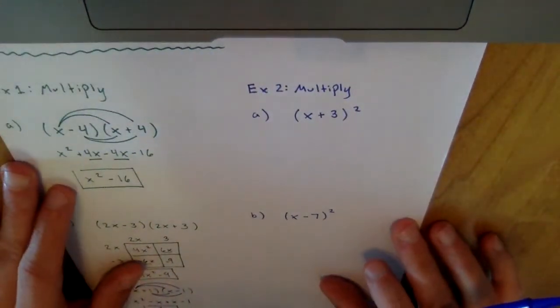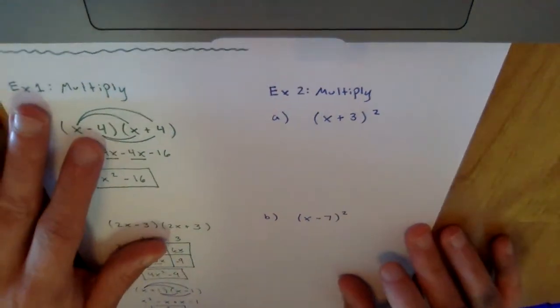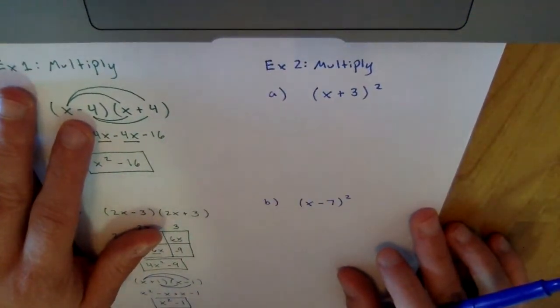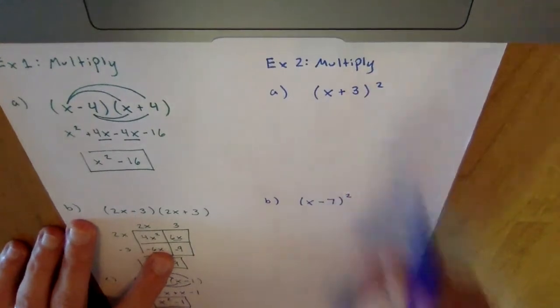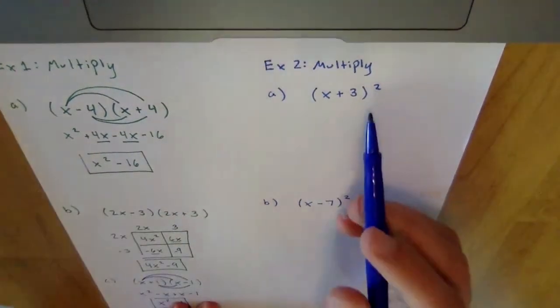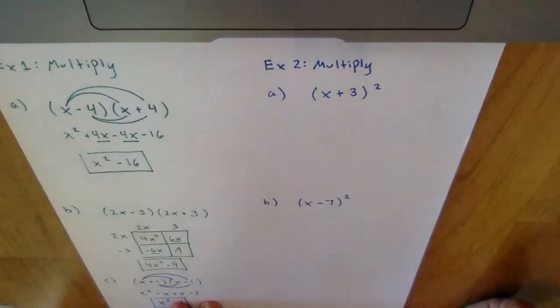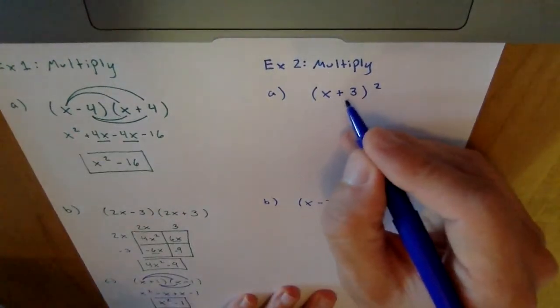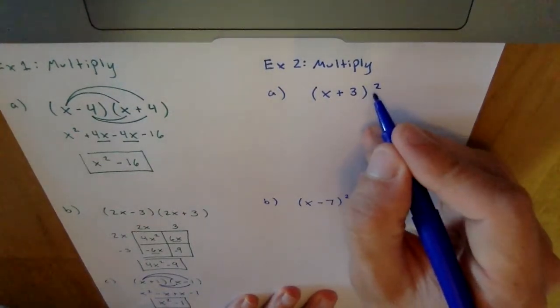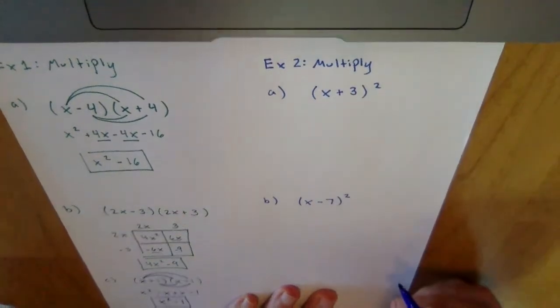Alright, we'll slide over to example 2, which again is going to be to multiply, except the setup of these looks a little bit different. Notice we've got x plus 3, that's a binomial, and this binomial is being squared. So since there is a plus sign in here, you can't just distribute this exponent.